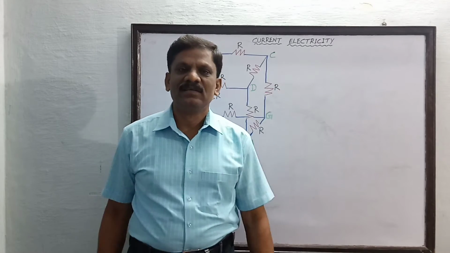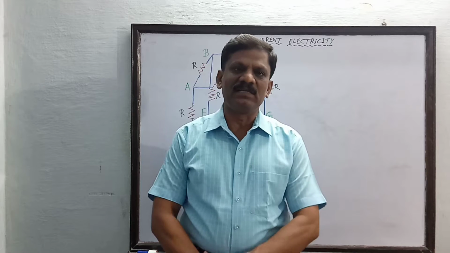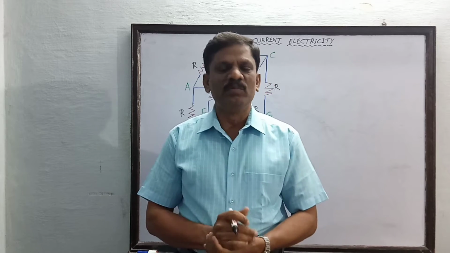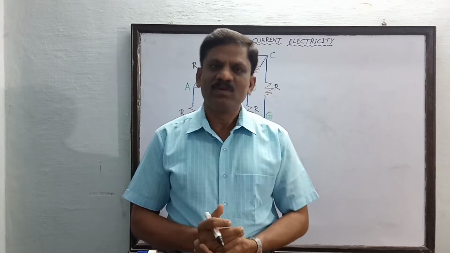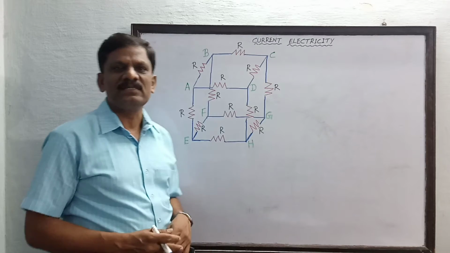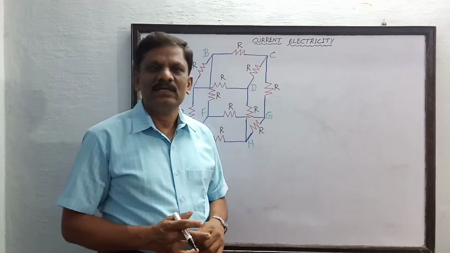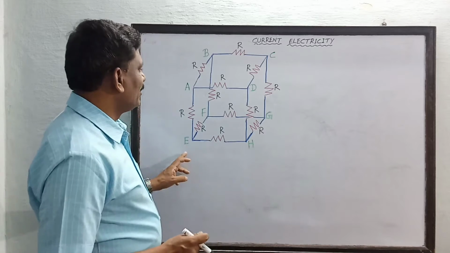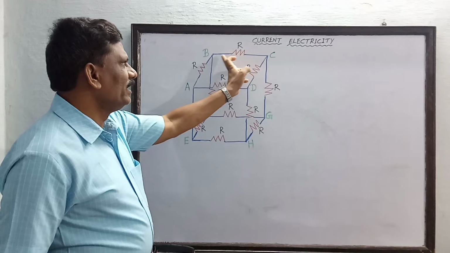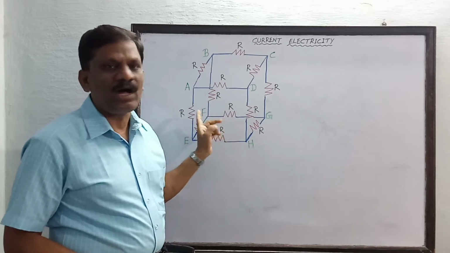Hi students, now we have almost done most of the types of problems in current electricity, but that is not sufficient. Still many numericals you have to practice. Now one small piece of information I want to give you about this network. You can see this cubical network which consists of 12 resistors. Every edge of the cube is provided with one resistance of R ohm.